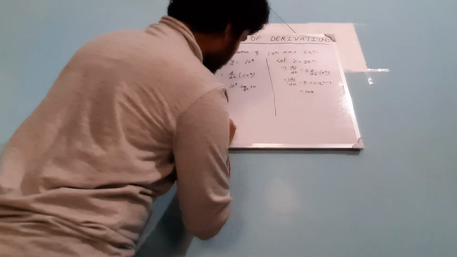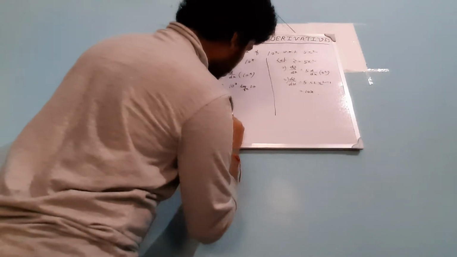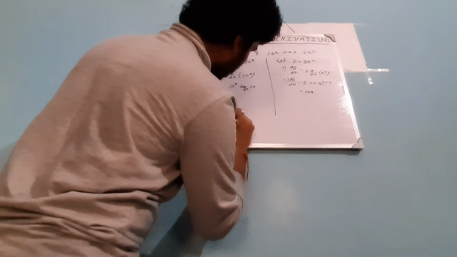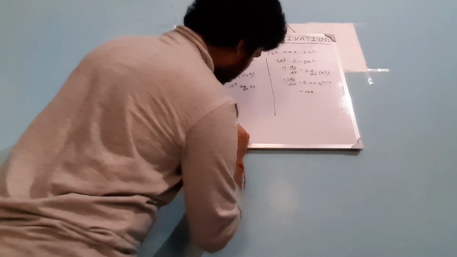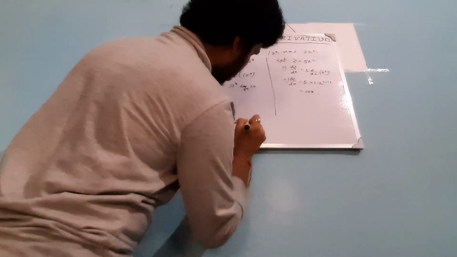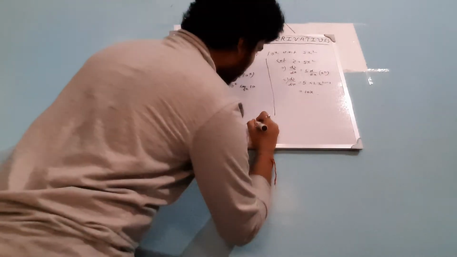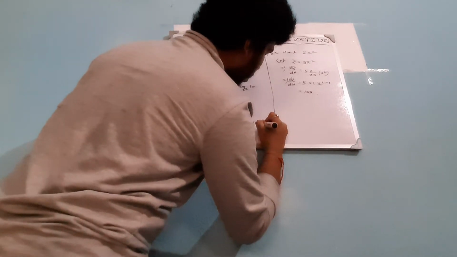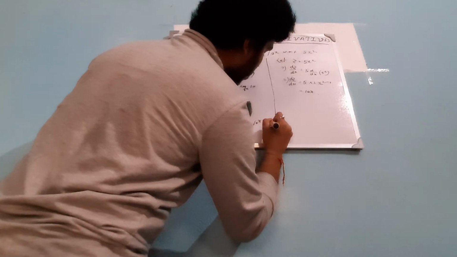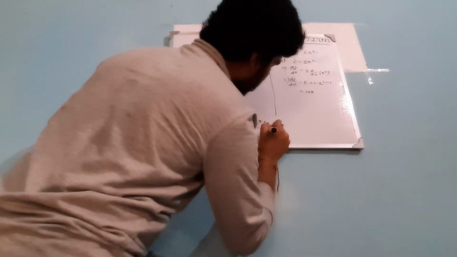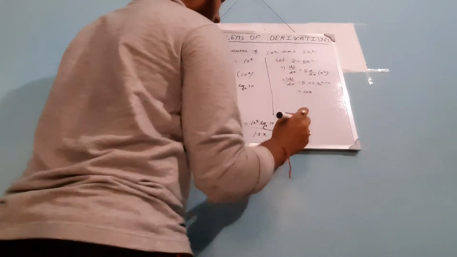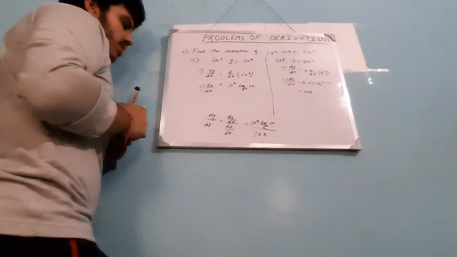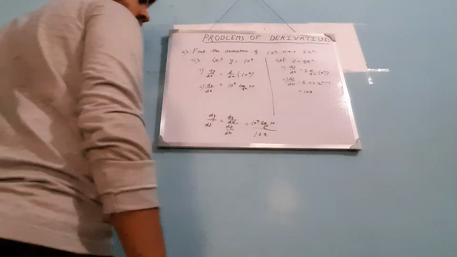So dy by dz: this is the same process. We first write dy by dx by dz by dx, which equals 10 to the power x log base 10 by 10x. Okay, it is the answer. So please friends, note this.